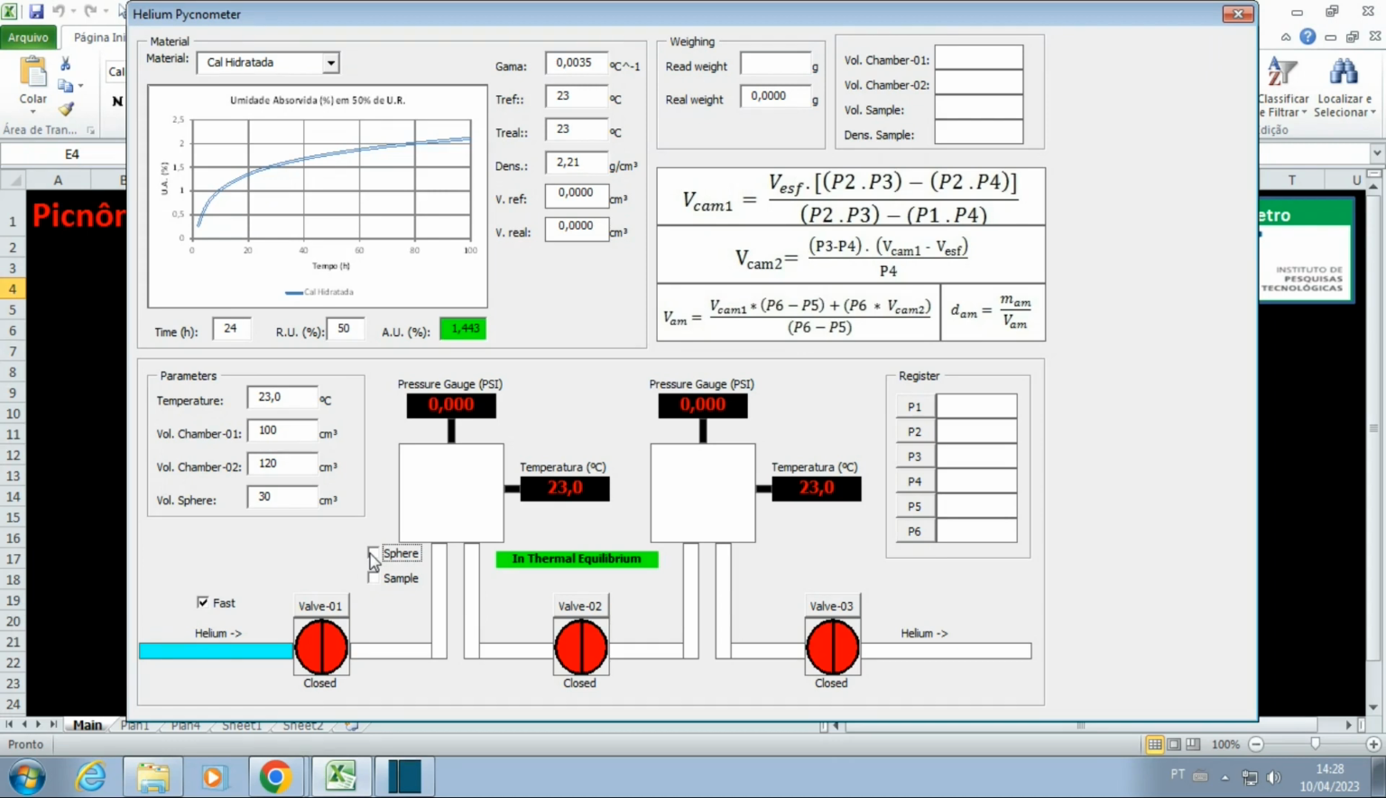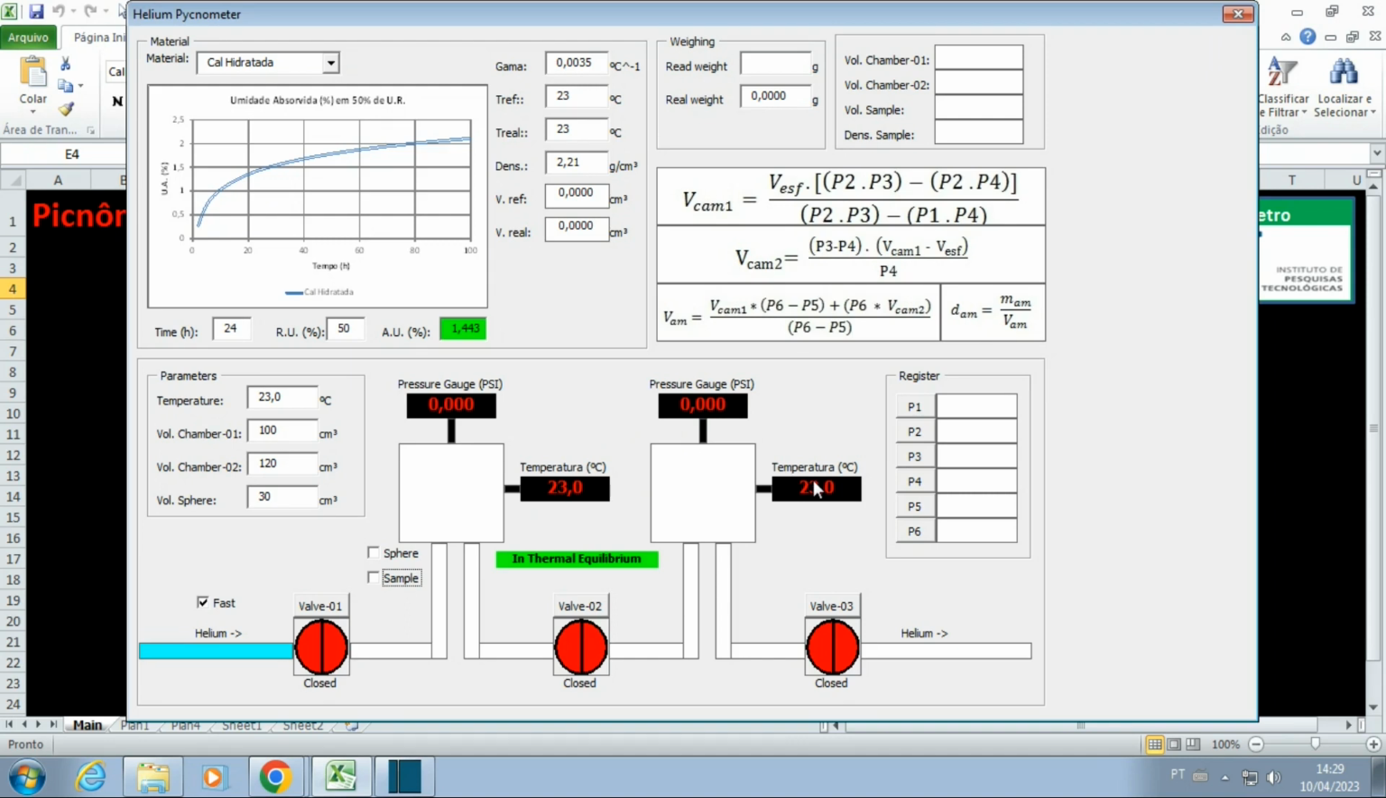That is the step where the volumes of chambers 1 and 2 are determined, and then where the sample will be placed to determine its volume. There is equipment in which the sphere and sample are placed in chamber 2. This changes the calculations a little, but the principle is the same. There is also a pressure gauge. In this example, we will use the measuring of pressures in PSI, and a temperature gauge.